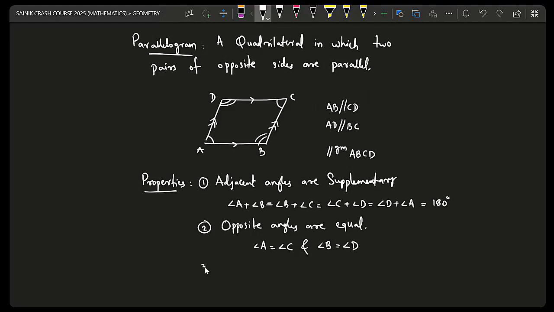And what about opposite sides? Opposite sides are also equal in length. AB is opposite to CD, and their lengths are equal. Also BC is equal to AD, which are also opposite. So these two are equal. Let me write more properties here.